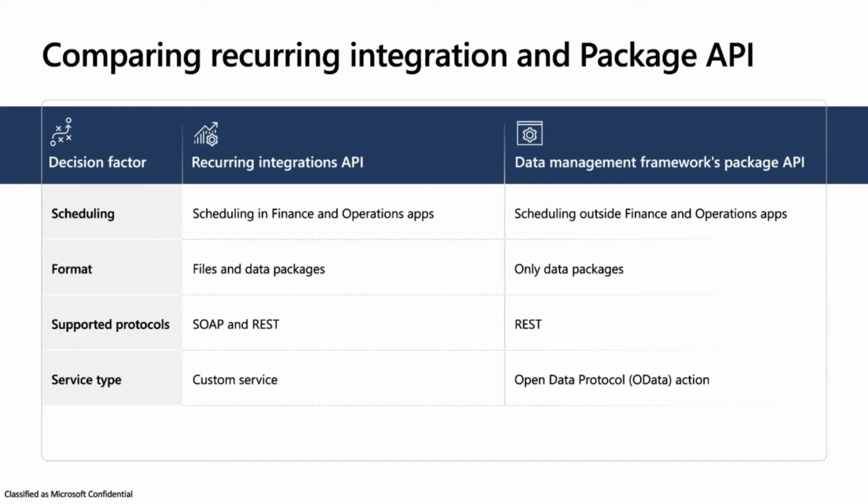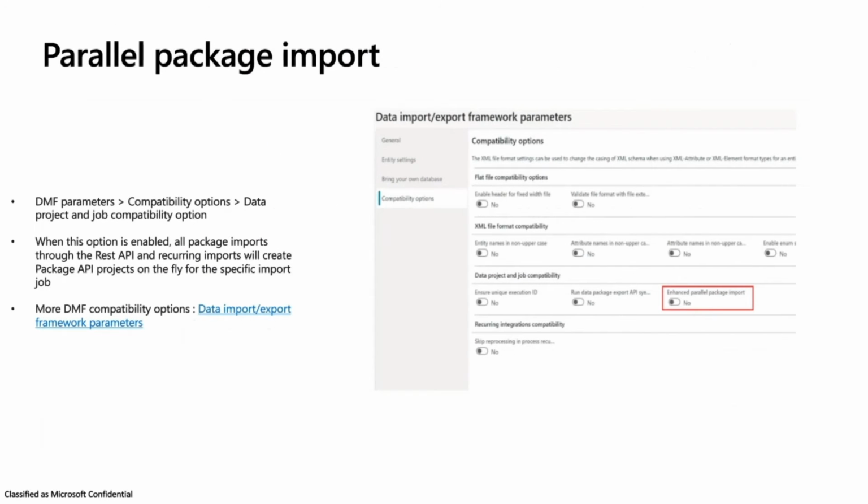In terms of service, the recurring integration API is a custom service. For package APIs, that's basically an OData action import, and all the APIs we have talked about are OData actions. Now, one important part I wanted to highlight is that historically there were some intermittent issues when you do your package imports for the same data project.